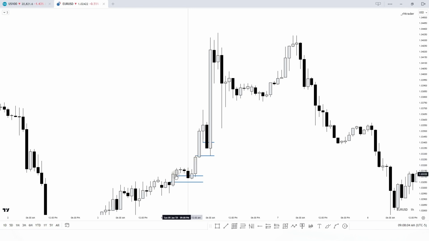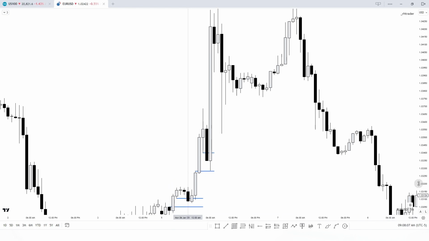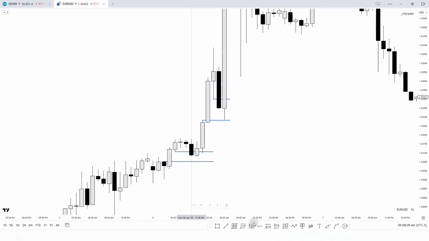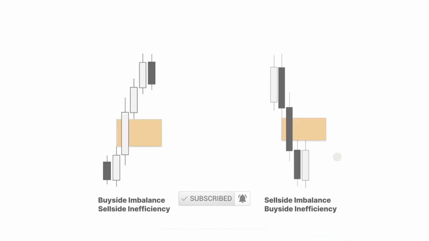This gap, let's focus on this one. If I divide this gap, here we have the 50% or the consequent encroachment. As you can see, this was low before this aggressive price run higher. This is why the 50% level is very important.